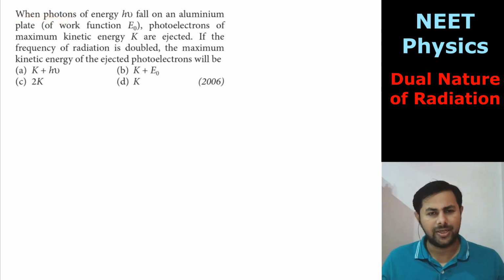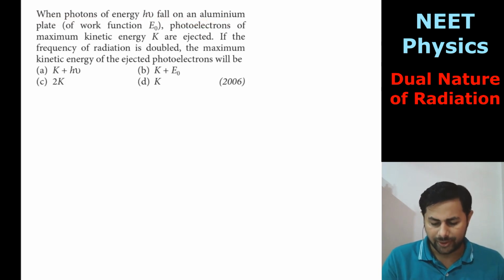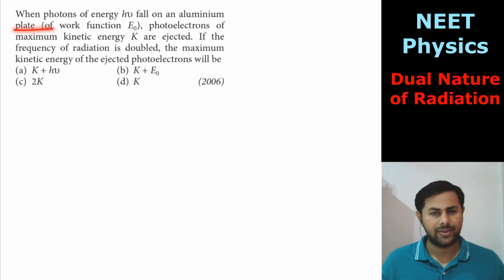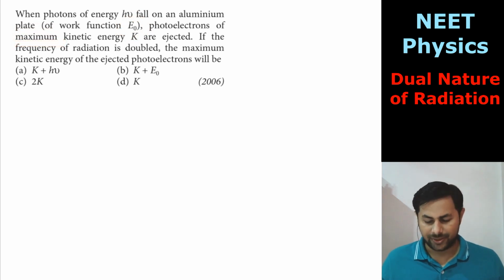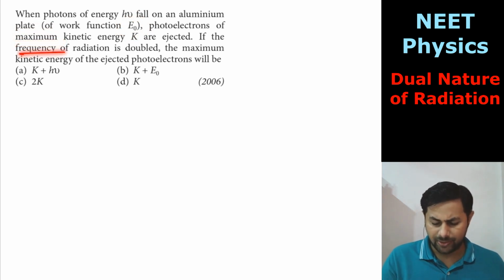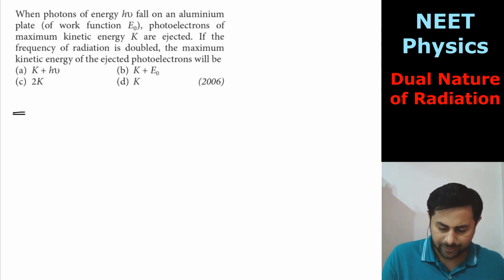When photons of energy h nu fall on an aluminum plate of work function E naught, photoelectrons of maximum kinetic energy K are ejected. If the frequency of radiation is doubled, the maximum kinetic energy of ejected photoelectrons will be. So again, this is also simple.